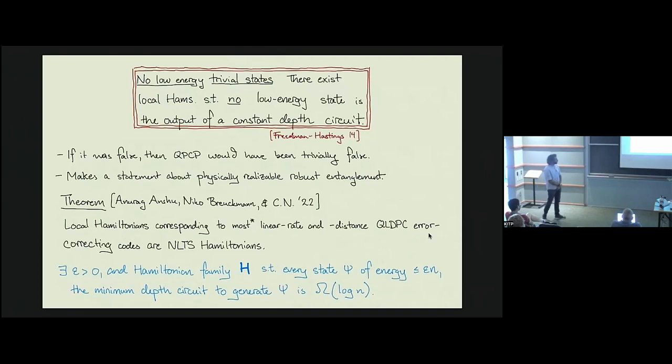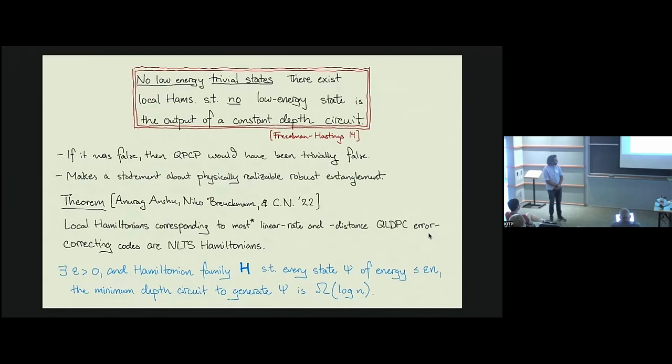So the formal statement I'll prove is the statement in blue: every state of energy less than epsilon n, and as Vedika asked, it's any mixed state of energy less than epsilon n, the minimum circuit depth required to generate psi is going to scale as log n. So the lower bound on depth is actually logarithmic, not just constant.